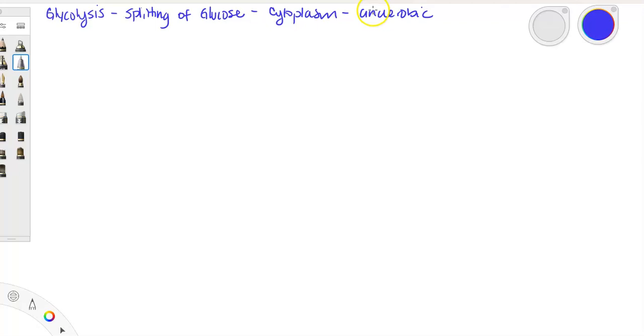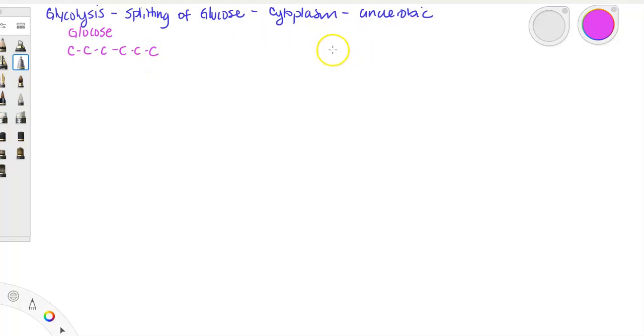So glycolysis can occur without oxygen available, but it can also occur if oxygen is there. It just doesn't use any, okay? So if we start with glucose, if you remember, is a 6-carbon molecule. So 6 carbons.